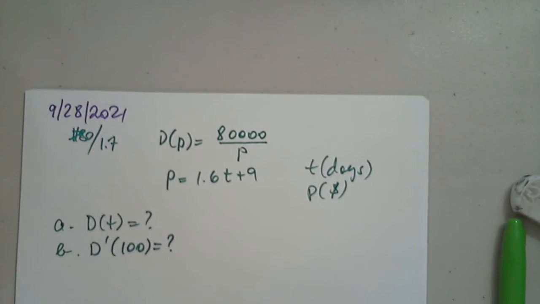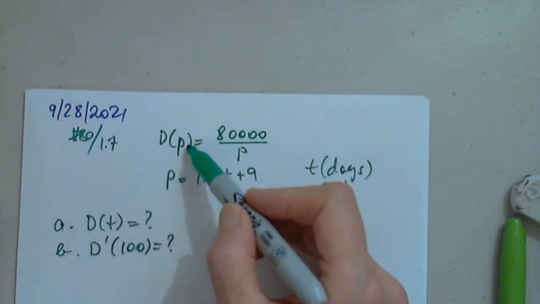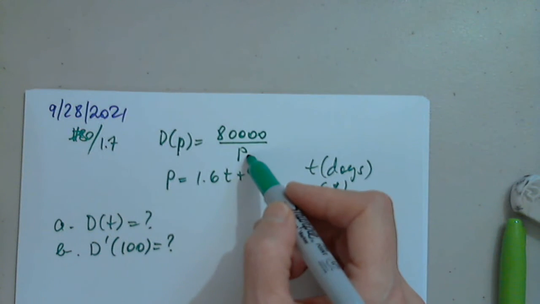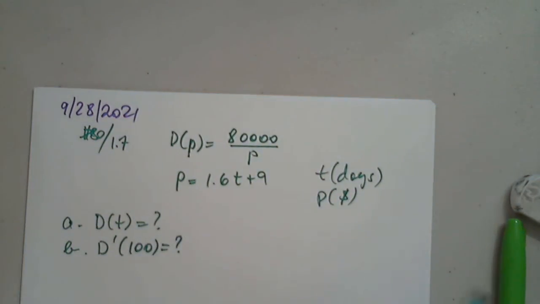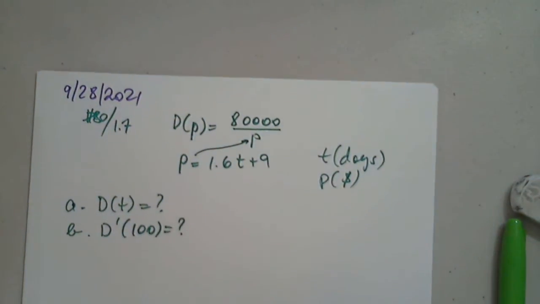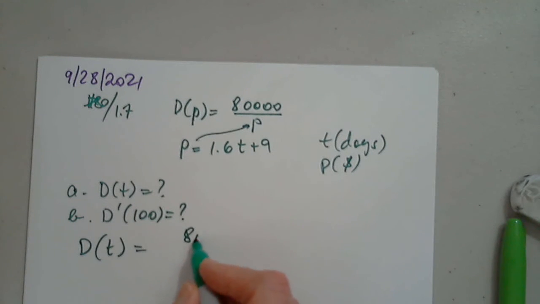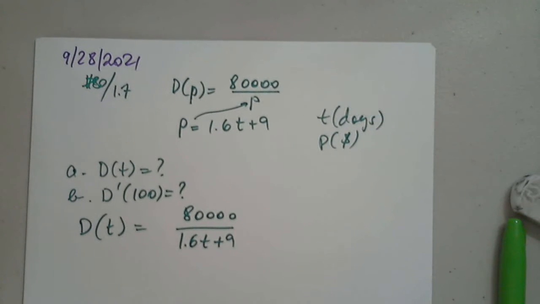Okay, perfect. So we are told that this is a function of p. So when we look at d of p, that means that this is the dependent variable, and this is the independent variable, and you can see it's p. Now, when I replace p in the denominator of this fraction, I get d this time of t, which is 80,000 divided by 1.6t plus 9. So that's part A. That's all we're asked to do.